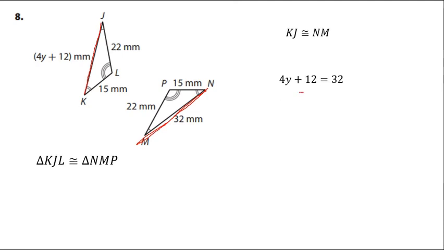Again, I subtract 12 from both sides, and I get 4y equals 20. And I divide both sides by 4. So 20 divided by 4 gives me 5. So y equals 5 is what makes the two triangles congruent.